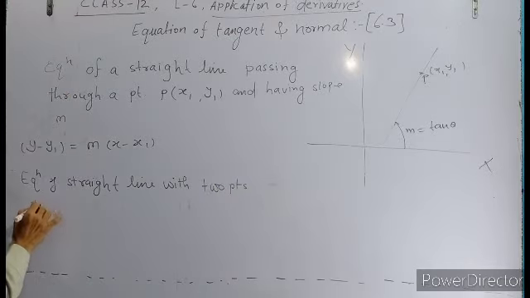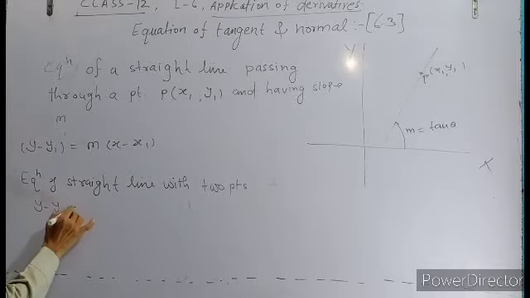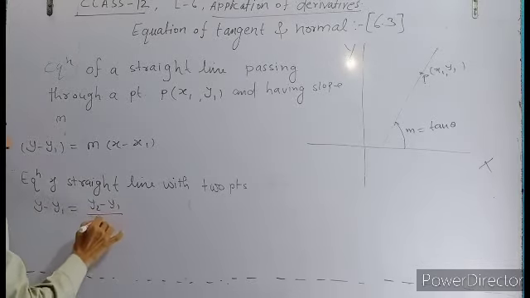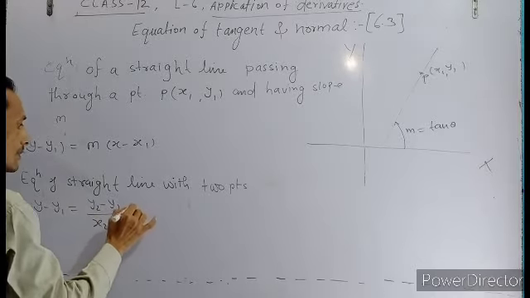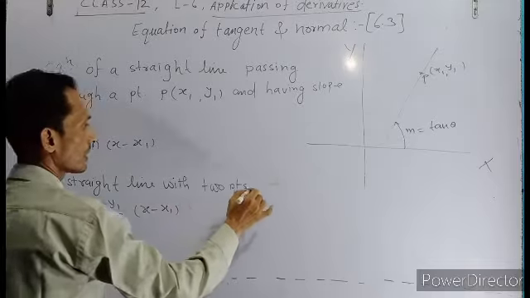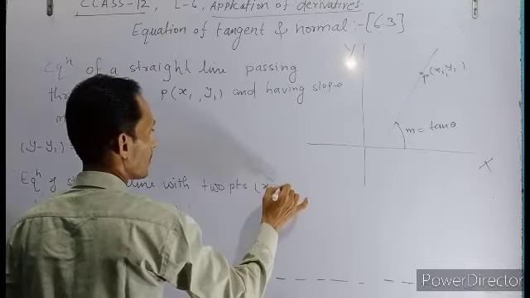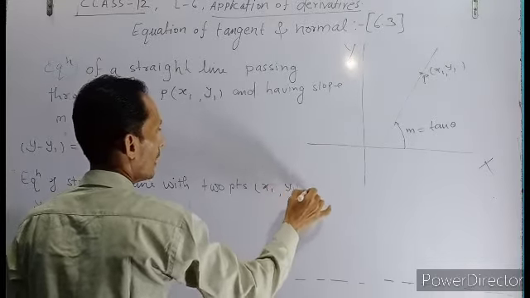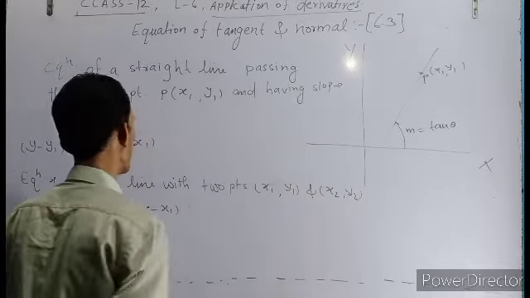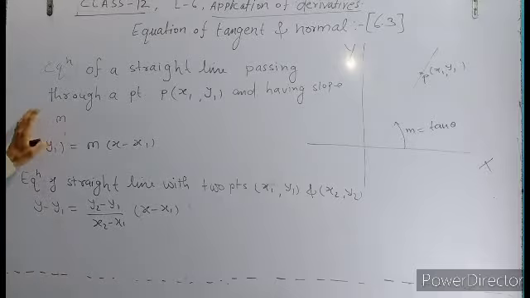So how can we find the equation y minus y1 equals (y2 minus y1) upon (x2 minus x1), times (x minus x1)? Two points. What are the two points? x1 comma y1 and x2 comma y2. Okay. So this is the equation of a line passing through two given points.